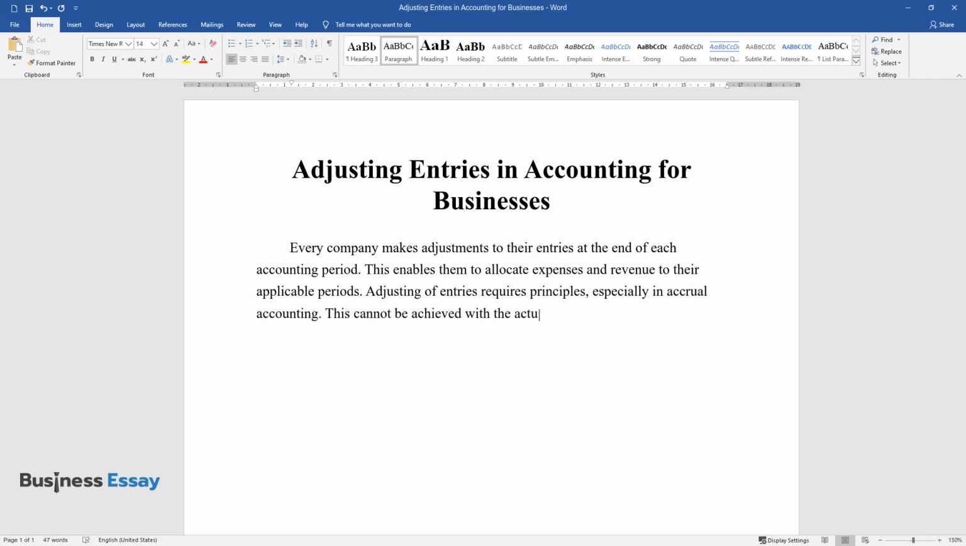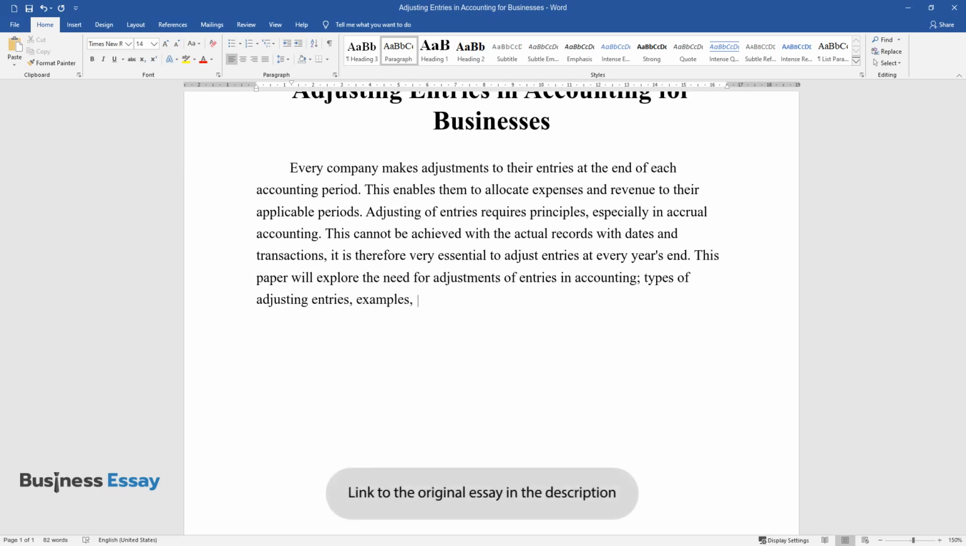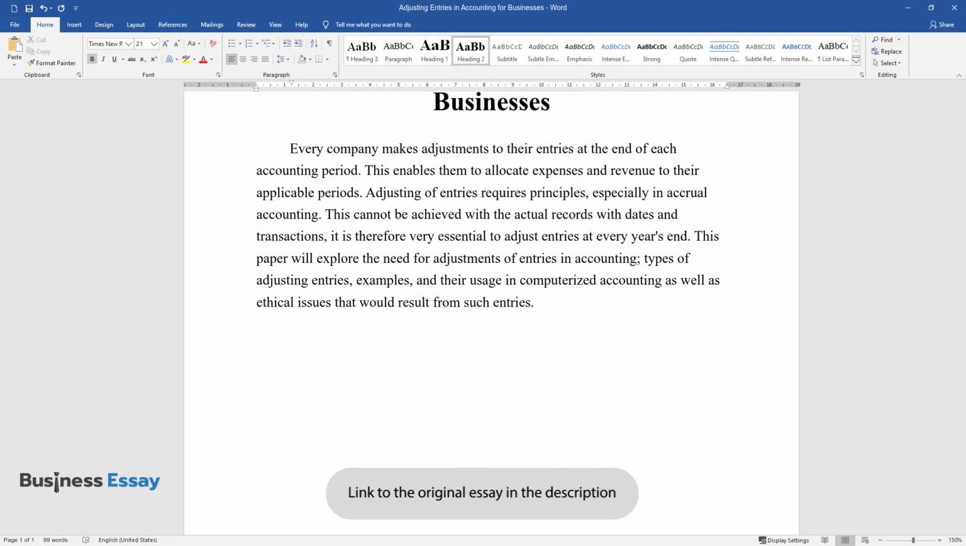This cannot be achieved with the actual records with dates and transactions. It is therefore very essential to adjust entries at every year's end. This paper will explore the need for adjustments of entries in accounting, types of adjusting entries, examples, and their usage in computerized accounting, as well as ethical issues that would result from such entries.